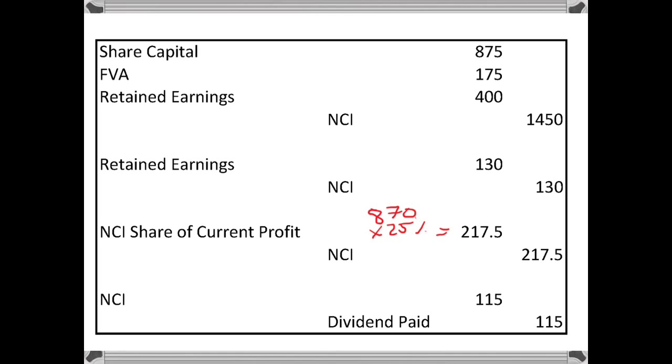We then do much the same thing with the dividends paid, times the $460,000, times the 25% of dividends paid gives you $115,000, which is a debit to the NCI amount and credit dividends paid.